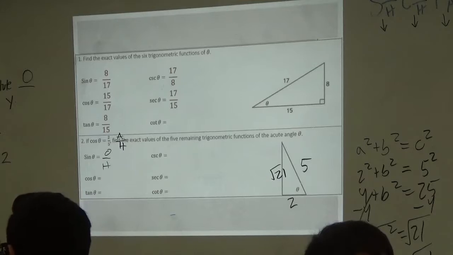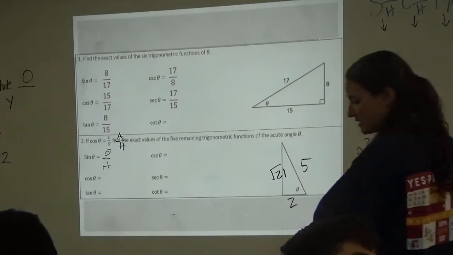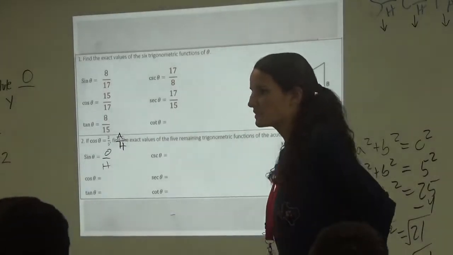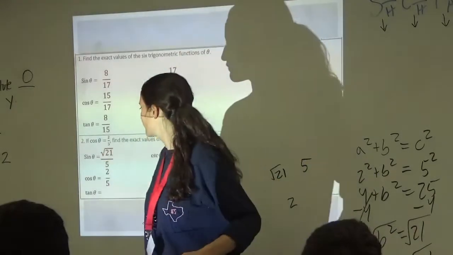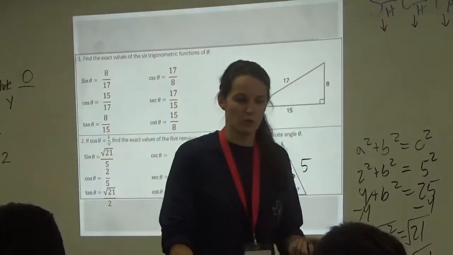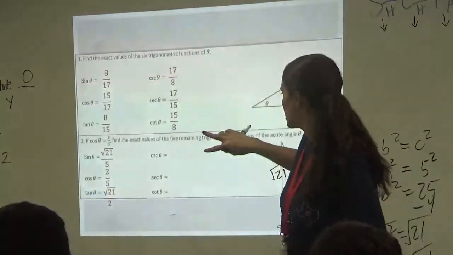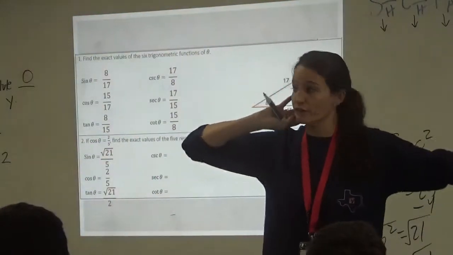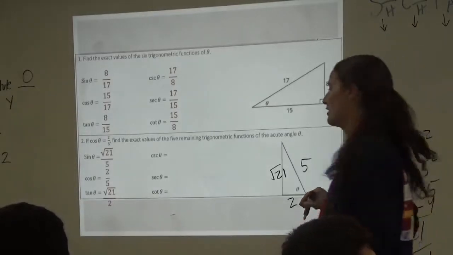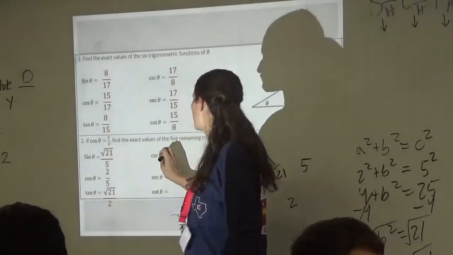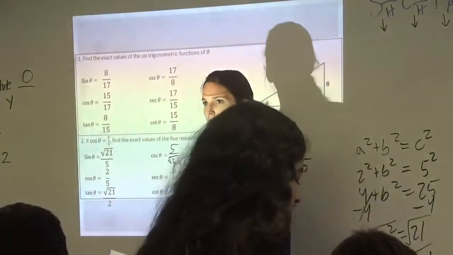He's so quiet. Okay, I'm going to let you just check this time to speed us along. Root 21 over 5, 2 over 5, root 21 over 2. Okay, now I want to talk about the other side. We know that it's just the reciprocal, so for the first one, you probably wrote down 5 over root 21. Raise your hand if that's what you wrote.